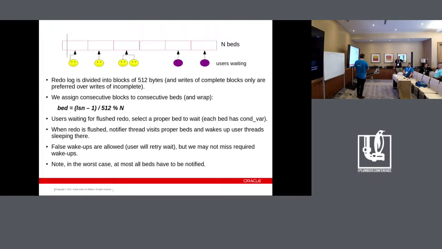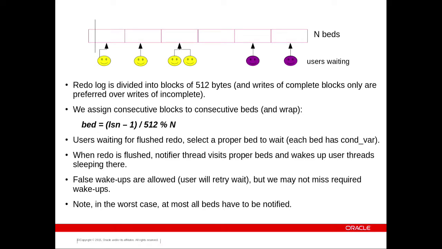What we needed was basically a single condition variable for each fragment of the redo log up to which it makes sense to wait. For example, let's suppose we had those user threads. The first user thread wanted to have redo flushed up to this point. The second wanted flushed redo up to this point. And those wanted flushed redo up to some point in this block. These are consecutive blocks of redo log, which is a write-ahead log for us.